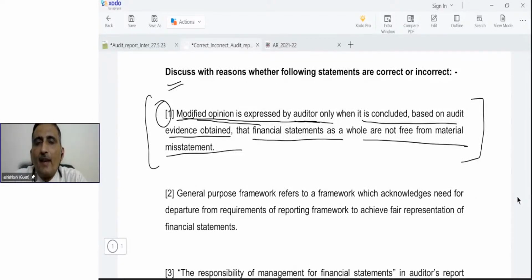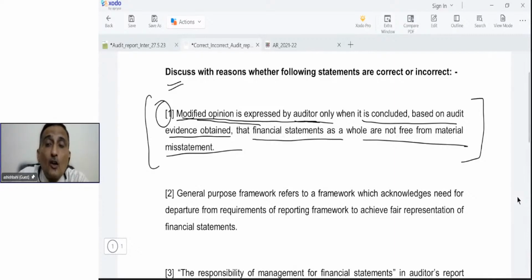Only when the auditor concludes on the basis of audit evidence that he has got the evidence, he concludes that financial statements are not free from material misstatements. Only then is a modified opinion given. Say when he is not able to obtain audit evidence, then also a modified opinion is given. So this statement is false.